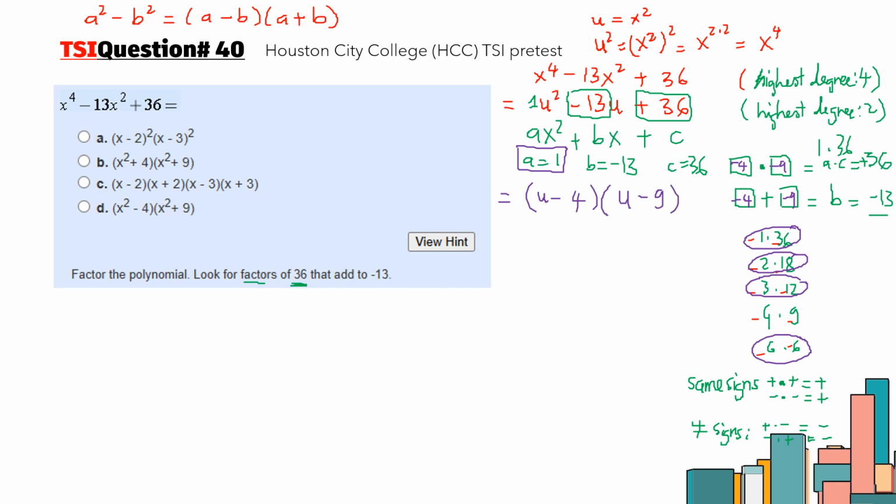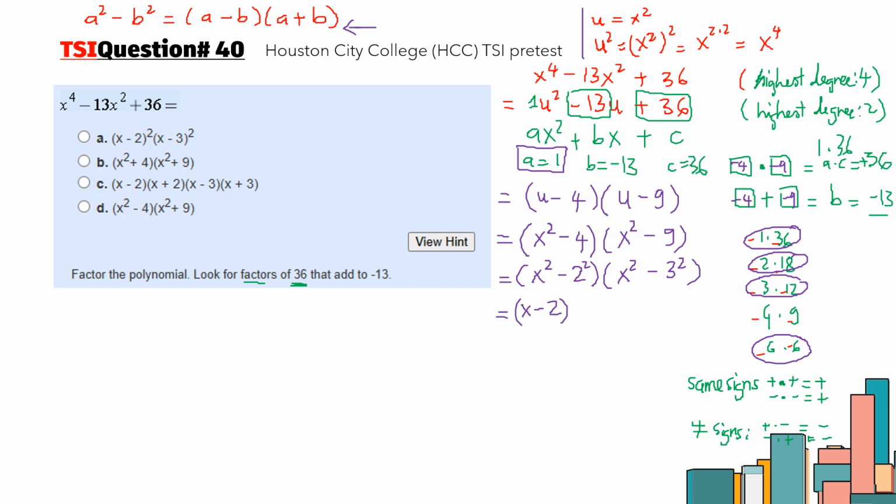Now, because we called it u, and u is not in the answer choices, we have to rewrite it. Replace u with x squared, as we said at first. Now remember the formula I used up here; I write it down here to remind you. We have x squared minus 4, which is 2 squared, and x squared minus 9, which is 3 squared. Now just plug into the formula. My first one is x minus 2 times x plus 2.